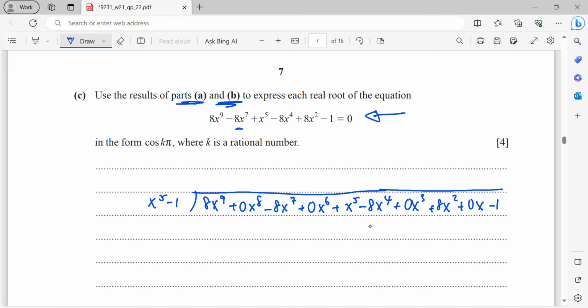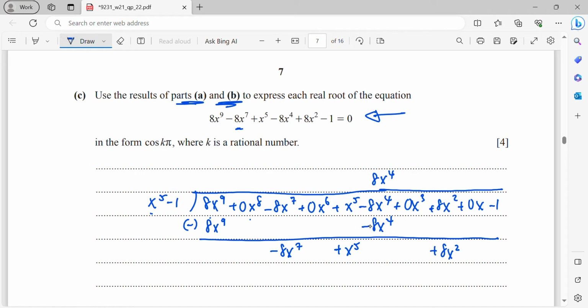Now, to get 8x degree 9 from x degree 5, we need to multiply x degree 5 by 8x degree 4. Multiply with x degree 5, you'll be getting 8x degree 9. So 8x degree 4 multiplied by minus 1 is minus 8x degree 4. Then you subtract. So the 0x degree 8 becomes 0. Bring down the negative 8x degree 7, bring down the plus x degree 5, and then bring down 8x squared.